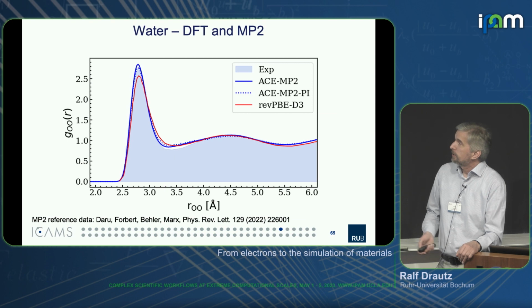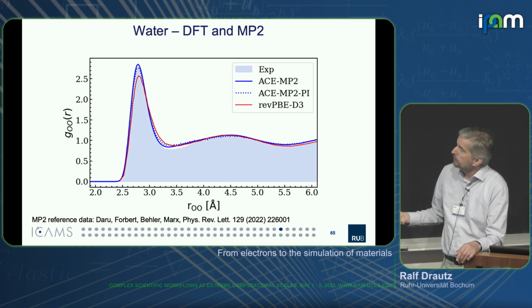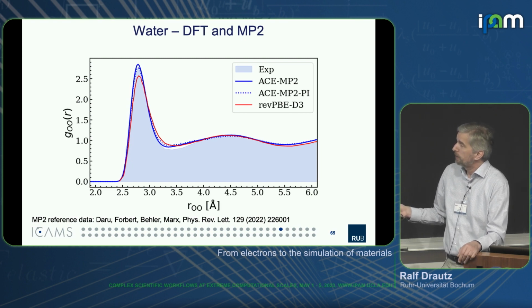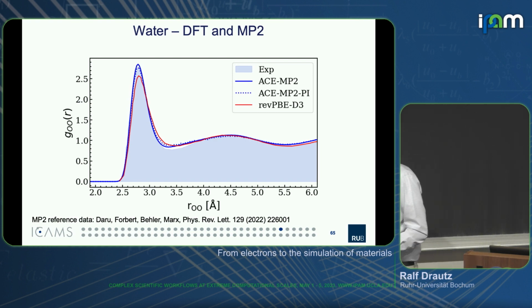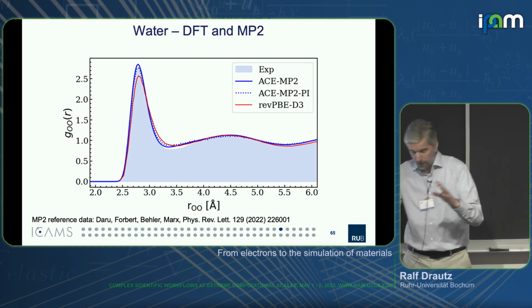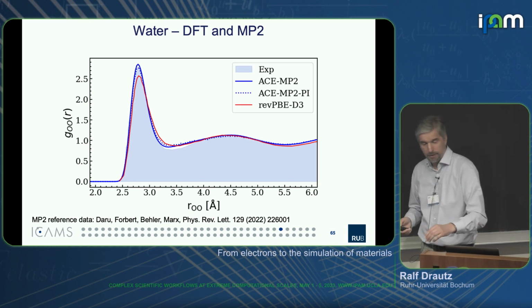And we have recently also done this with MP2 reference data, and then, of course, MP2 with path integral, and we can compare all of this. So what is the difference between the ref PBE D3 normal DFT functional and the MP2 reference data, where the MP2 data was taken only from clusters because there wasn't any periodic data available.